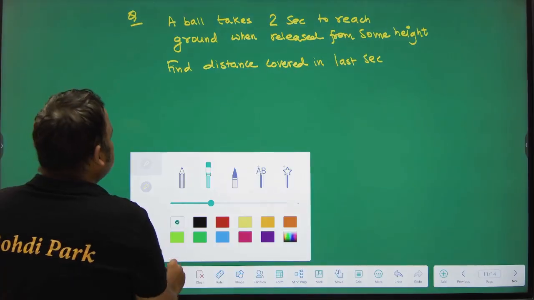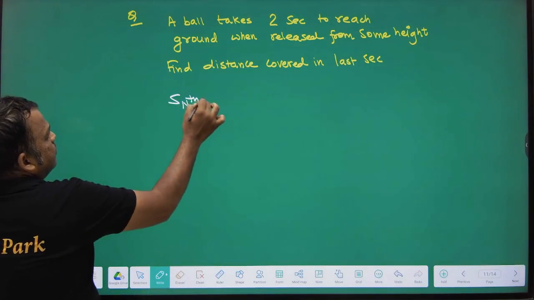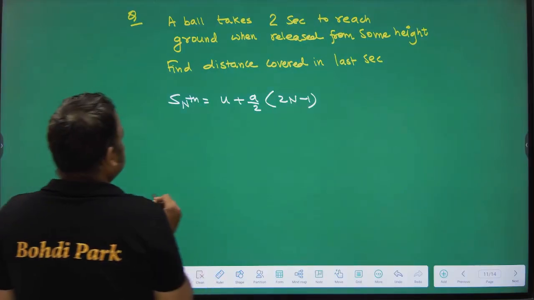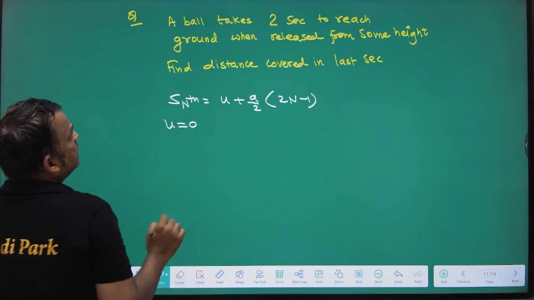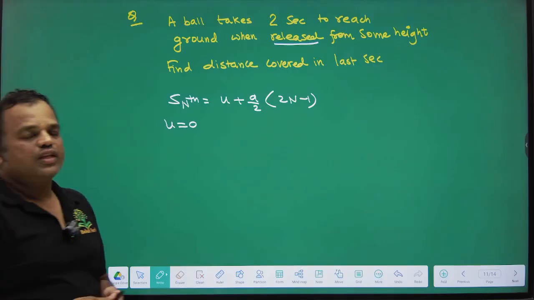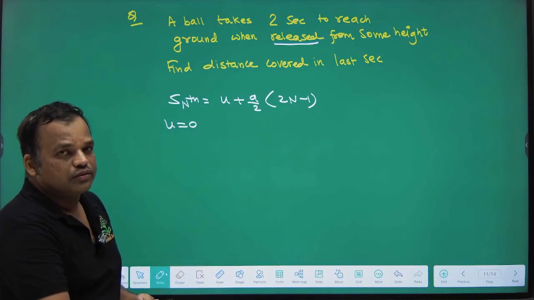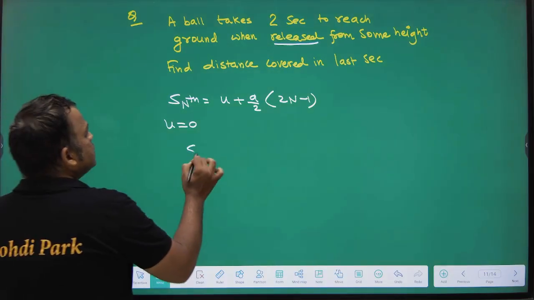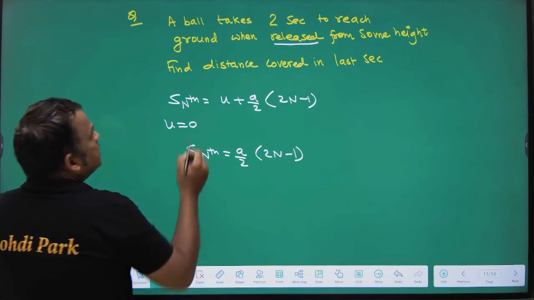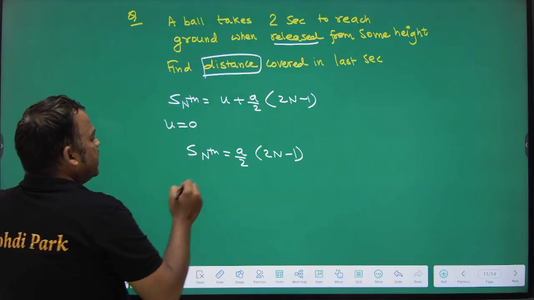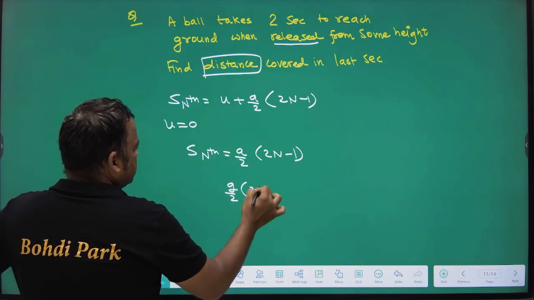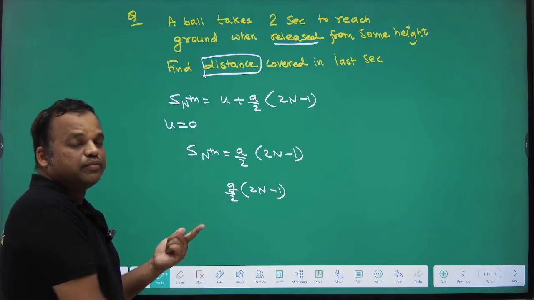So to solve this question, we can use ascent formula. Ascent formula is equal to u plus a by 2 into 2n minus 1. So u is 0. When something is released, we are considering it is released from top of building. So it is taking 2 seconds to fall to the ground. So we have ascent is equal to a by 2 into 2n minus 1. So distance they are talking about, so it will be magnitude only. So we can use g by 2 into 2n minus 1. Displacement will be negative, but distance is positive.